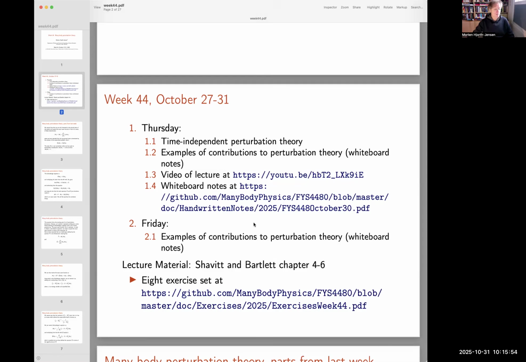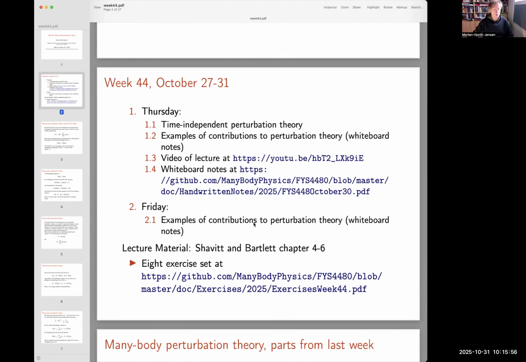The material which you can look up when it comes to many of these discussions is covered by chapters 4 to 6 by Shavit and Bartlett. We will continue with this topic next week as well.